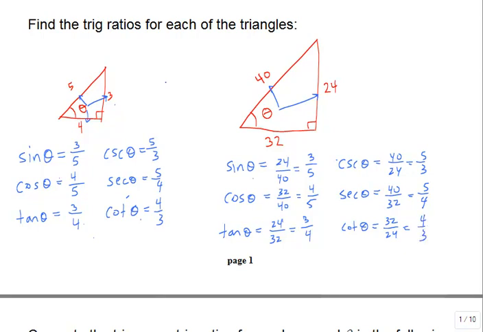Because these angle thetas are equal, the sines, cosines, tangents, etc. of those values should be equal regardless of which triangle you're on, and they are, because these fractional ratios do reduce to equivalent values.